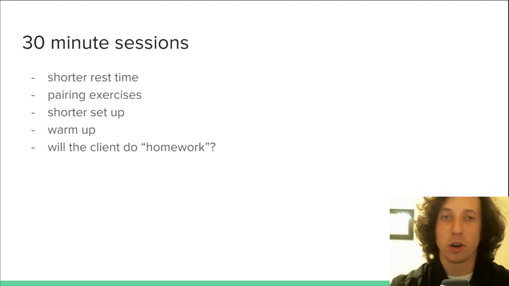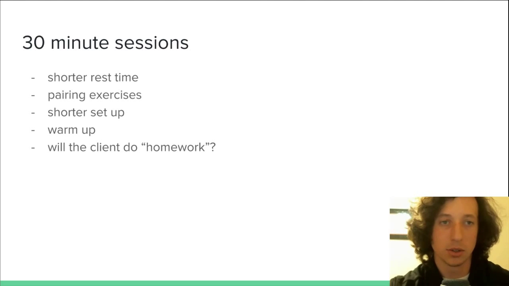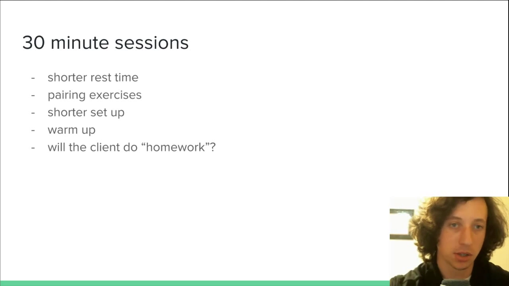All right, so first of all, very popular are 30-minute sessions. And here are some recommendations. Number one is do a shorter rest time. With 30 minutes, you just don't have a lot of time to be taking a 2 or 3 minute rest. Pair exercises up together, like in supersets or giant sets, we'll talk about that when we get to forced intensity in more detail.